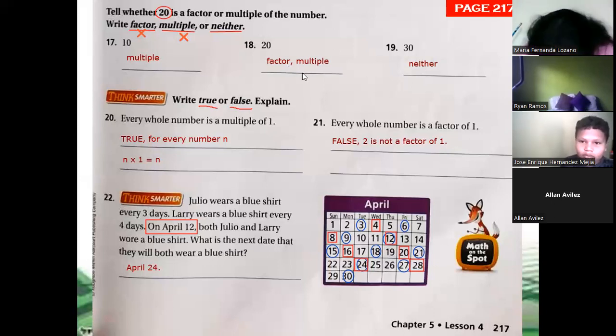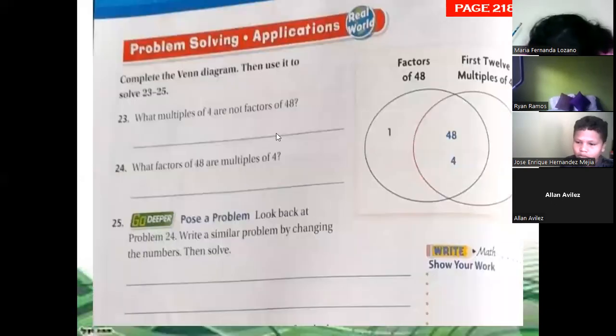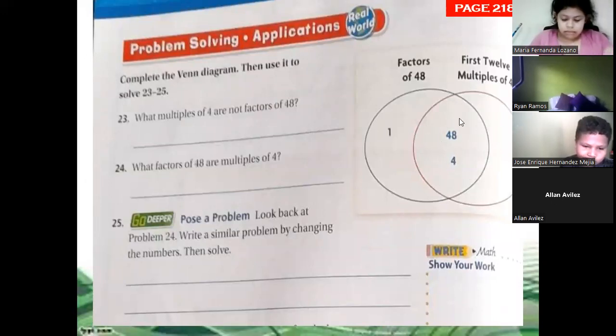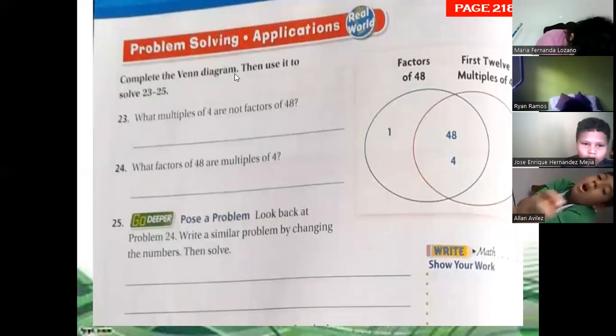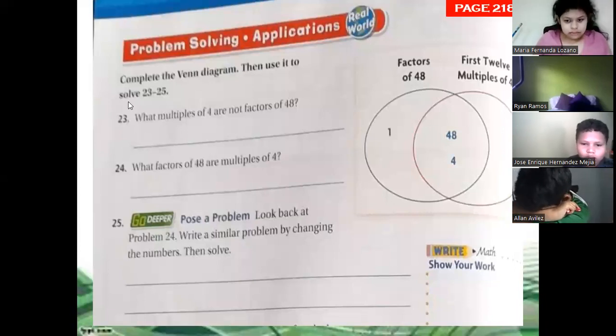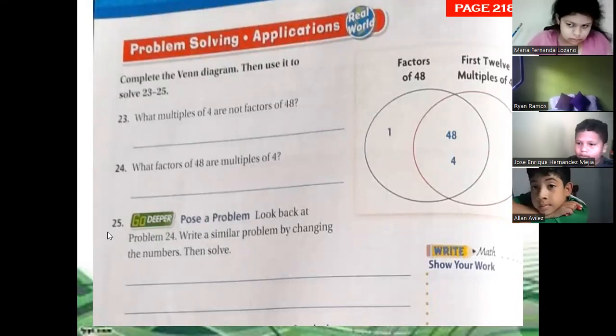Let's continue with page 218. I guess everyone copied, right? 218, complete the Venn diagram. These two circles are a Venn diagram. In the middle, we are going to write similarities. At the sides, we're going to write differences. So the problem says, complete the Venn diagram, then use it to solve exercises 23, 24, and 25. Factors of 48.